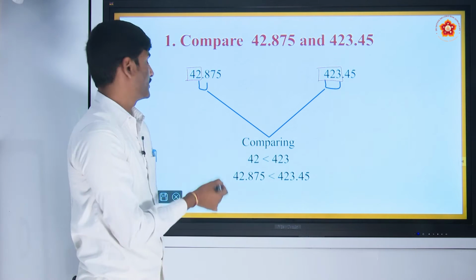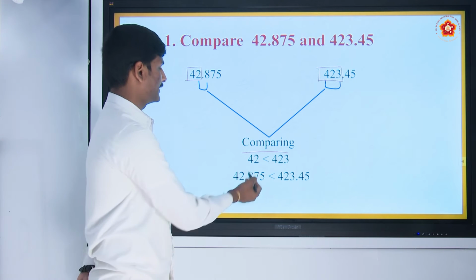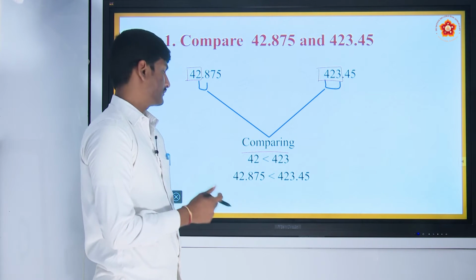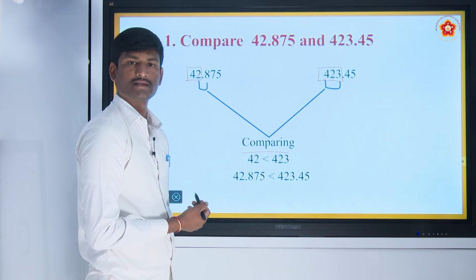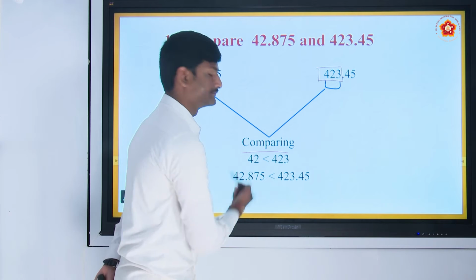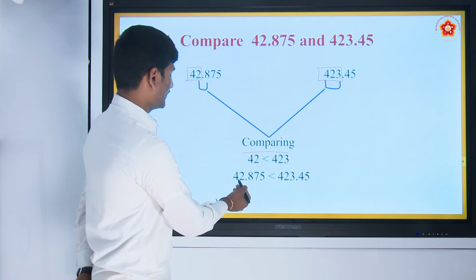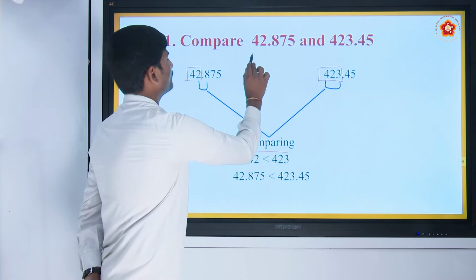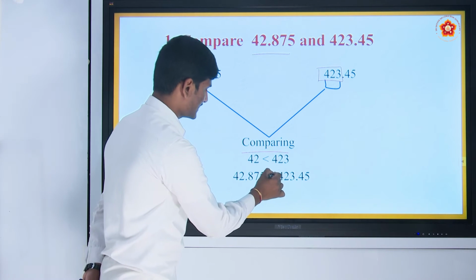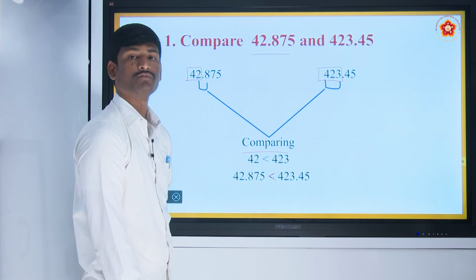First we compare the whole number part, 42 and 423. Which is the lesser number? 42 is the lesser number. Okay, 42 is less than 423. Therefore, 42.875 is less than 423.45, with the less than sign.